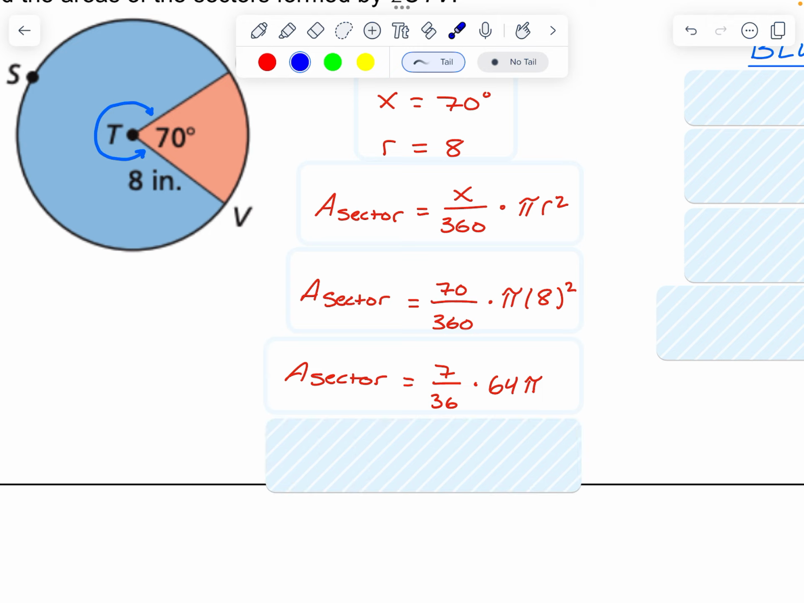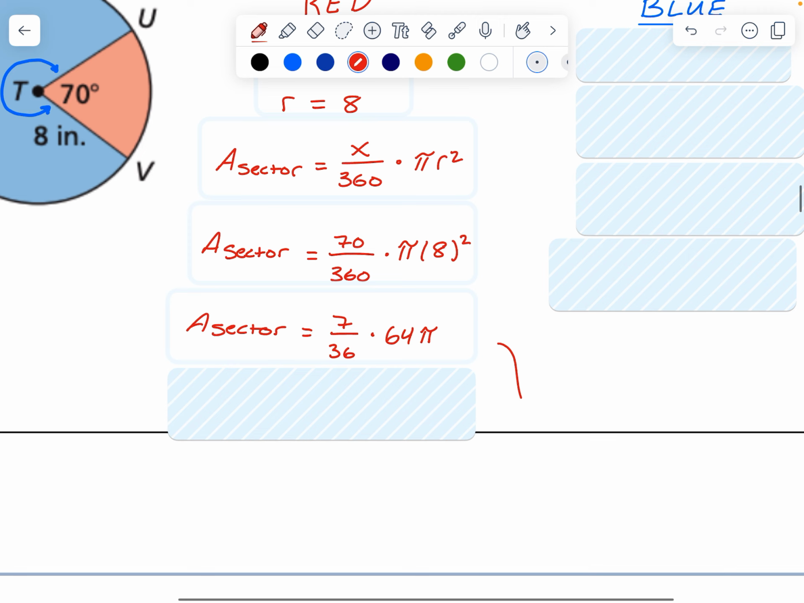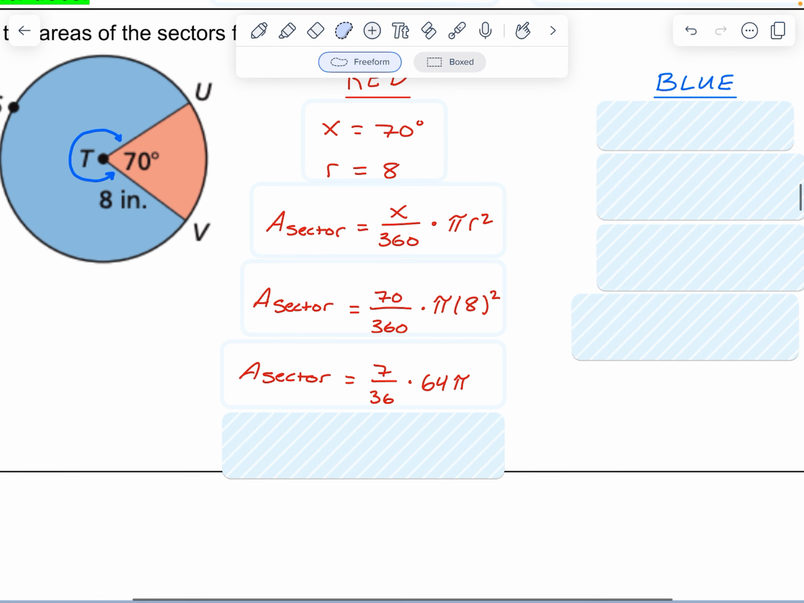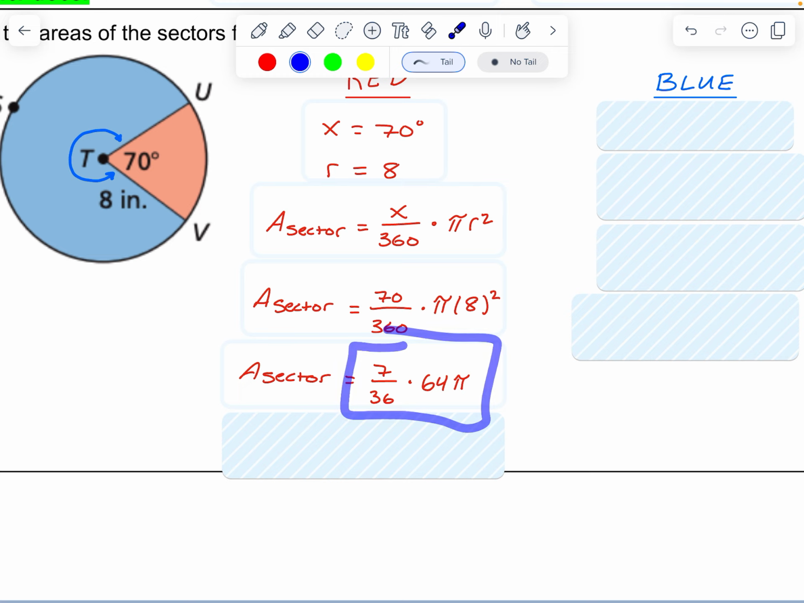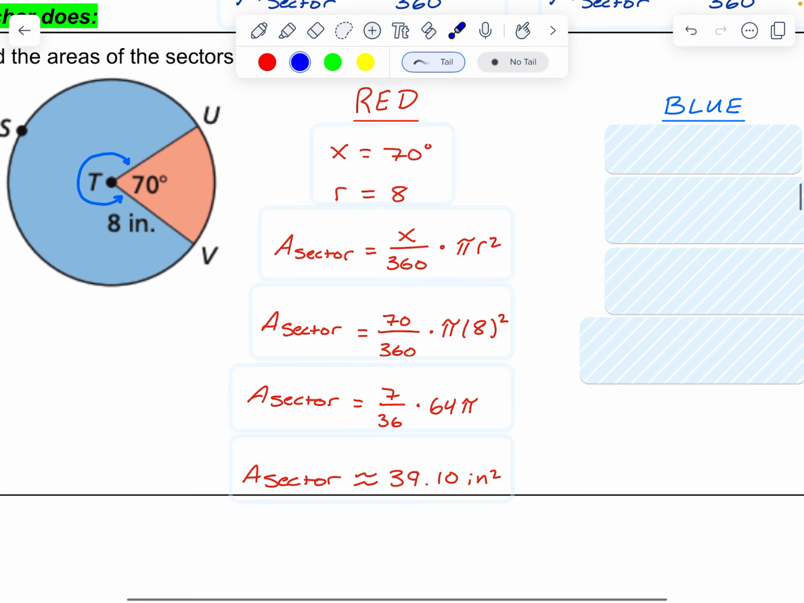If I asked for my exact answer, which I don't even know if I put here. Nope, I did not. Let me just use Desmos here for a moment. If I wanted my exact answer, I would need to just multiply that 64 pi up into the numerator, and I would get 448 pi over 36. And then I could reduce that 448 over 36. In this case, this would be a problem where I say to round. So I should at least have this work shown as I'm going through. 7 over 36 times 64 pi gets me approximately 39.10 inches squared.